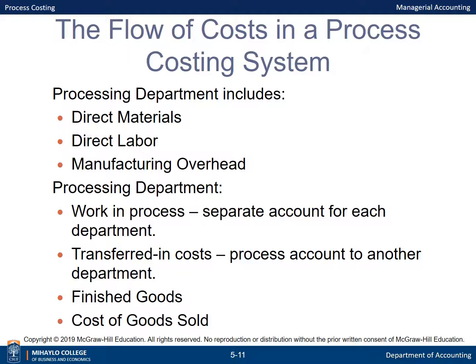In a process costing system, costs are traced and applied to departments that process the goods. A separate work in process account is maintained for each processing department. After processing is completed, goods are transferred to finished goods and then to cost of goods sold when sold.